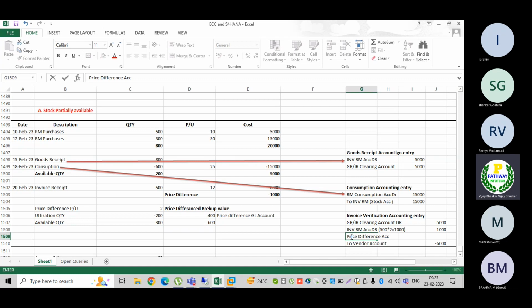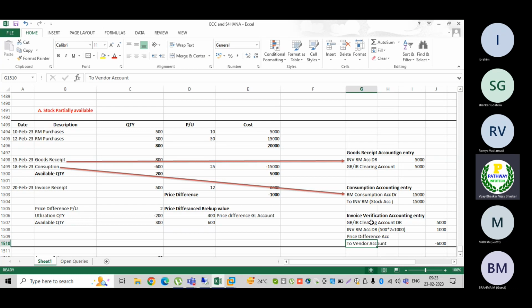Price difference account. Now let us understand here. From this 500 rupees, we have completely utilized whatever stock we were having. Then inventory raw material: GRIR clearing account 1,000, then inventory raw material is 40. Still we have the quantity. Then the price difference account.